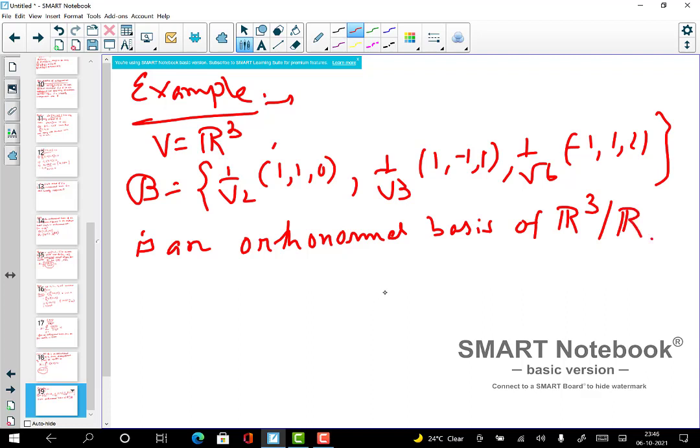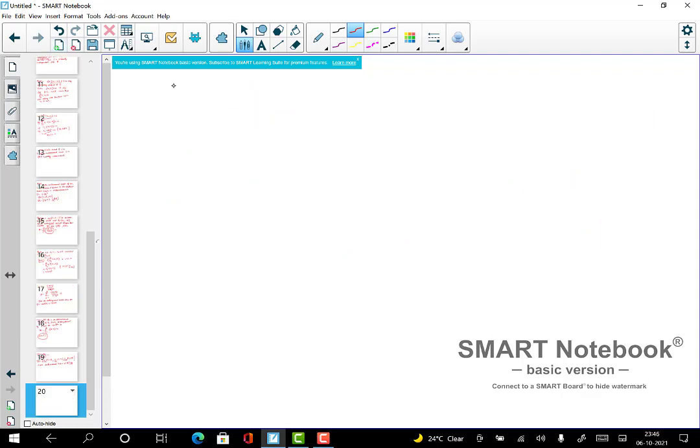Now you can ask whether you can actually write down any vector in terms of these vectors or not. Okay, and the answer is yes. For example, you can easily compute it directly, right? So, for example, suppose you have to write down the vector, say, (1, 1, 1) in terms of this basis. Then what will happen?